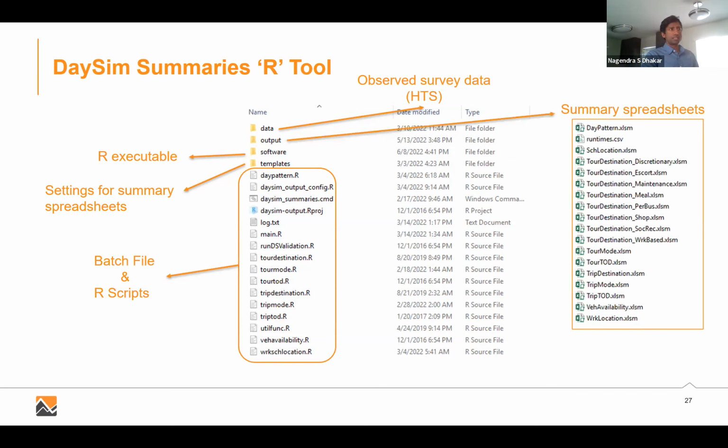So once you run this, the outputs are generated under the output folder. That's where you have all the spreadsheets by different model components, providing you the summaries from the model and also the summaries from the survey data, which is in the data folder. And there, everything is set up for calibration as well.